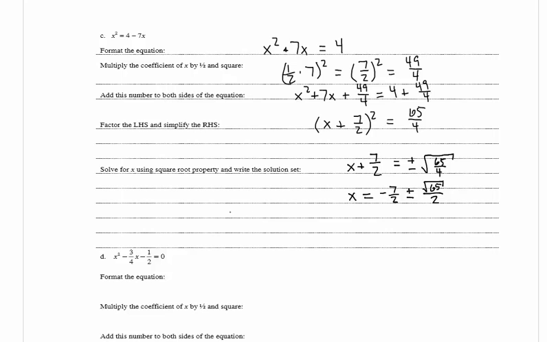So our solution set is going to be negative 7 plus the square root of 65 divided by 2, and negative 7 minus the square root of 65 divided by 2.